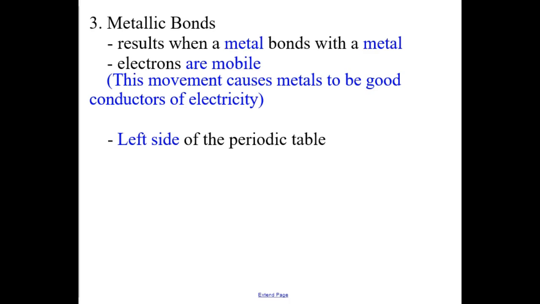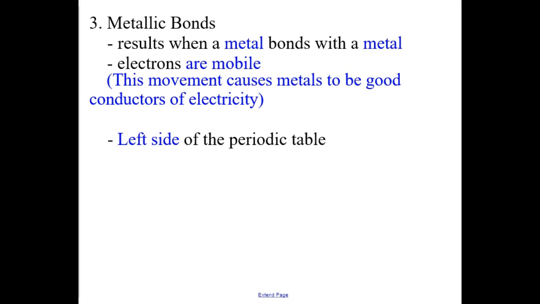And lastly, we talked about metallic bonding. Metallic bonding is known as a sea of mobile electrons. It results when a metal bonds with a metal. Now, this could be a pure substance, an element where it's just 1 metal, or it could be an alloy where there is more than 1 metal. Alloys are not on the Regents. I gave it to you in your notes because I think it's important that you understand it, but it's not going to be on the test and it won't be on the Regents.